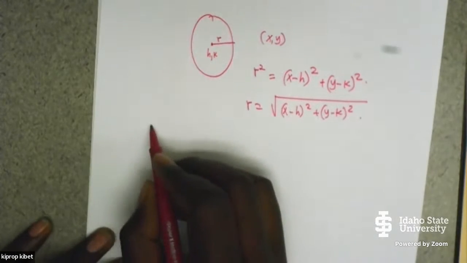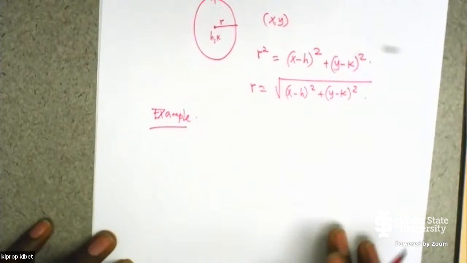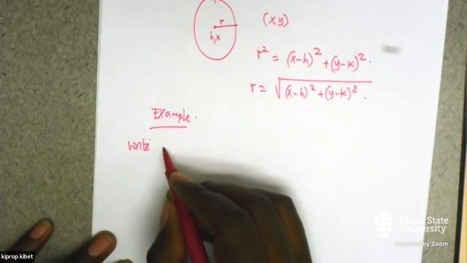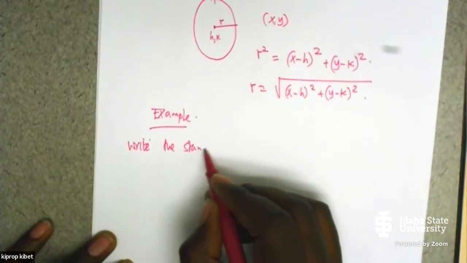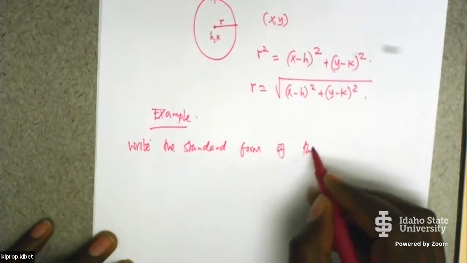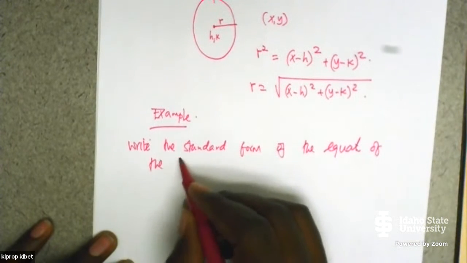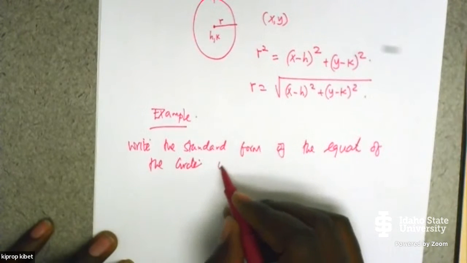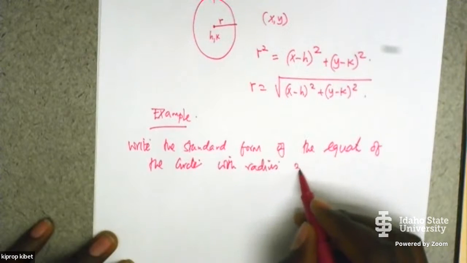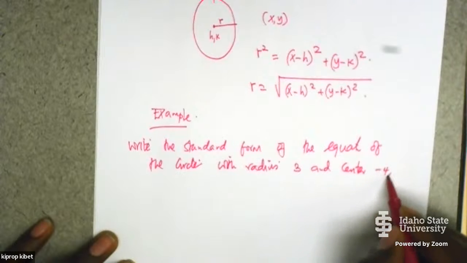Now, let's look at an example. We did one example last time. Let's look at another one. Write the standard form of the equation of the circle with radius 3 and our center to be -4 and -10.